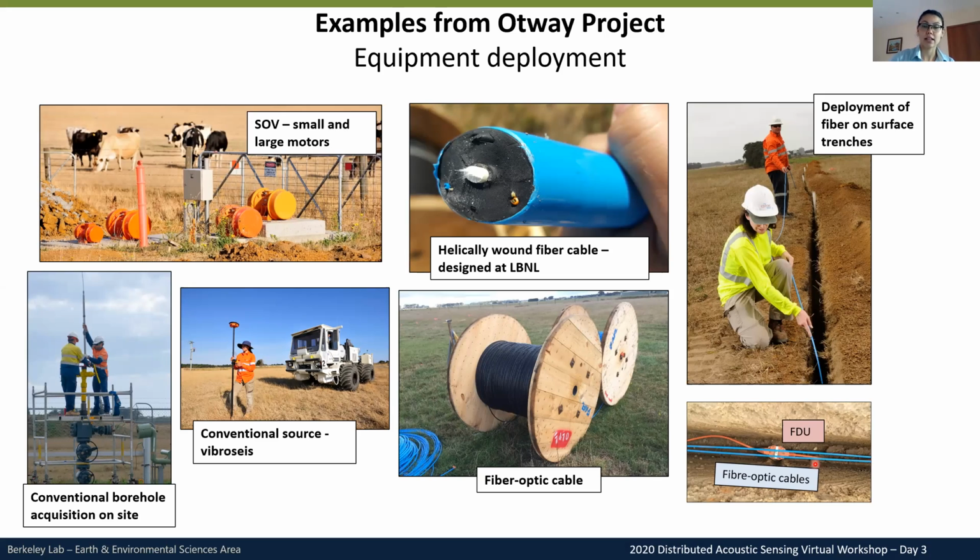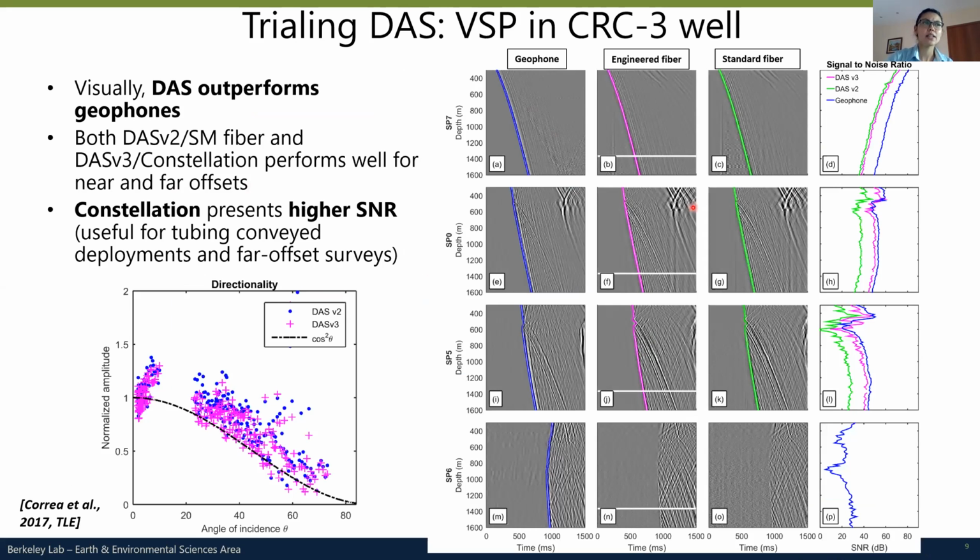So we had conventional telecom fibers. We had engineered fibers made to improve the DAS sensitivity. And we had this helically wound fiber made to improve the angle sensitivity of the fiber. And we're going to go a little bit over that in a bit. So as a preparation for the stage 3, we wanted to test the performance of DAS, offset VSP against conventional techniques like geophones.